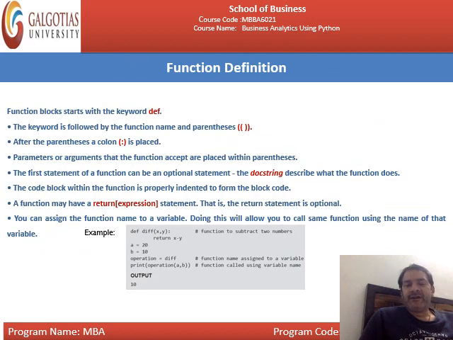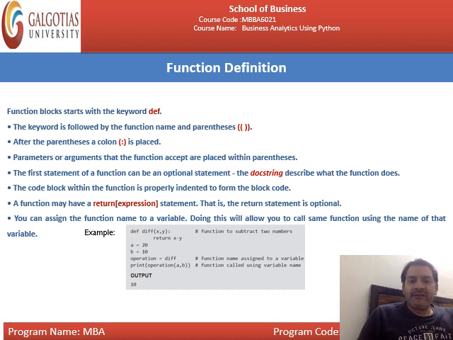Next is function definition. Now we will discuss these points one by one. First one is function definition. A function definition is a function block that starts with the keyword def. First of all, you should know def is the keyword with the help of which you can start or declare the function.